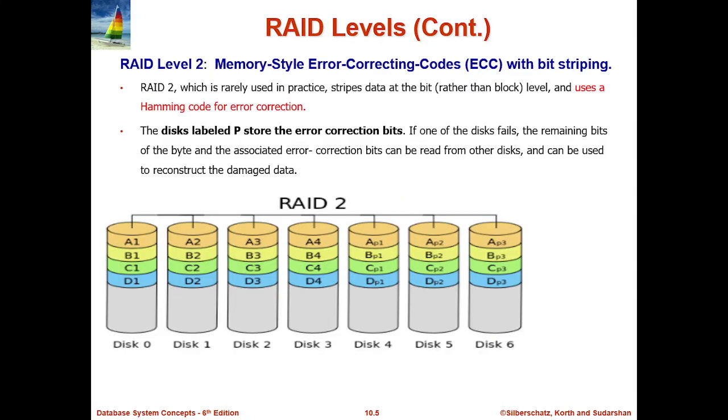In RAID level 2, we are using error correcting code. This is to ensure security. It is rarely used in practice, stripes data at the bit rather than block level, and uses a Hamming code for error correction. The disk labeled P stores the error correction bits. If one of the disks fails, the remaining bits of the bytes and the associated error correction bits can be read from other disks and can be used to reconstruct the damaged data.